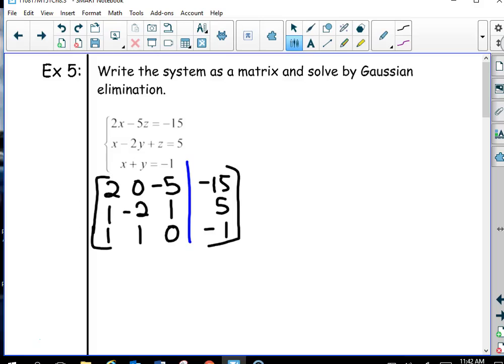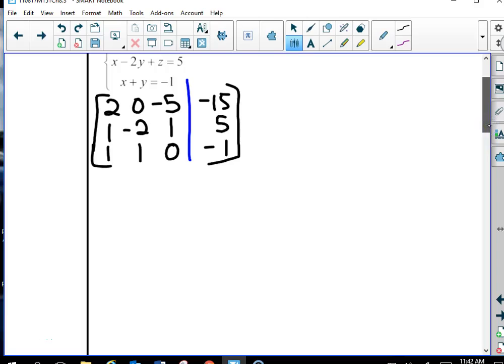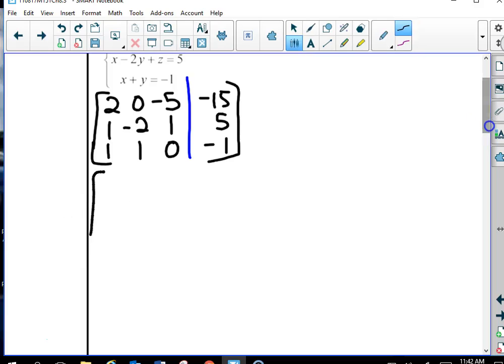The other is we're going to switch our rows because row 1 has a 2 in the first column and I need a 1. So I can switch it with either one. I think I'm just going to switch it with row 2. So switch rows 1 and 2.